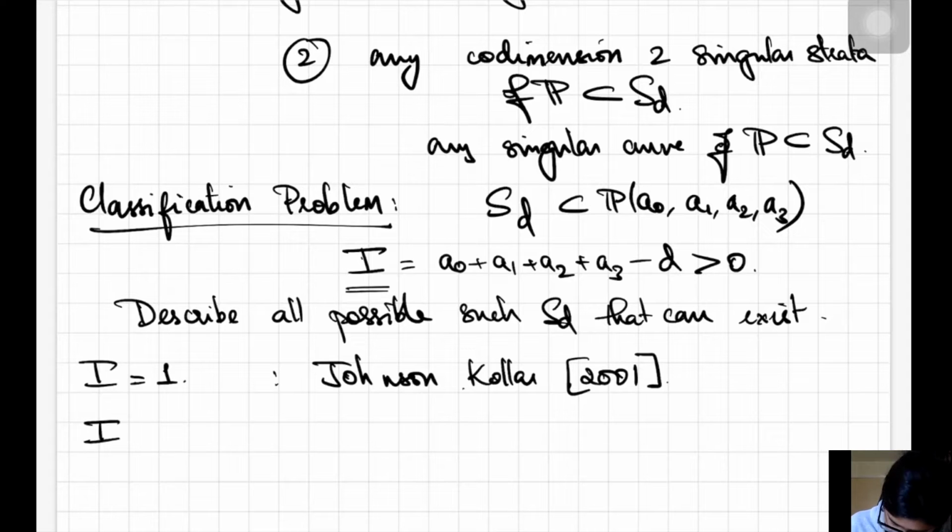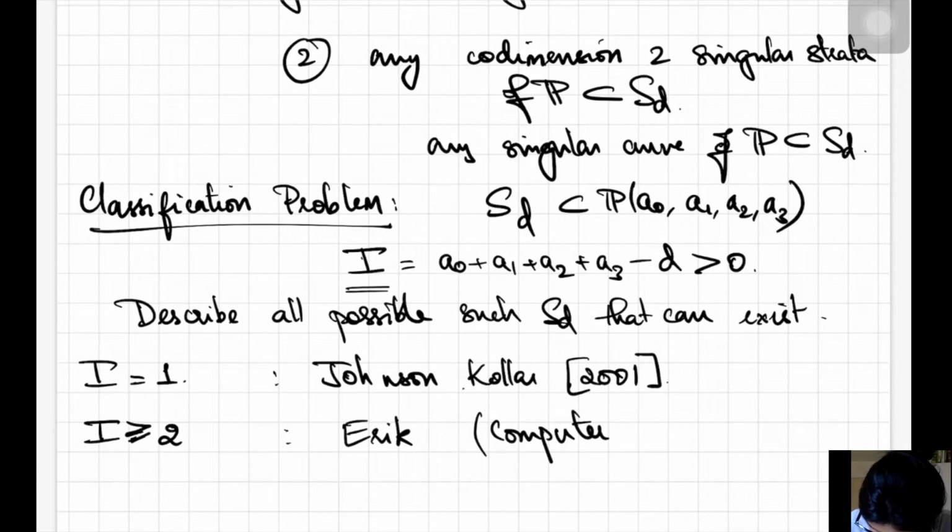Which is then followed by I equals 2. So I can maybe then tell you, for I greater than or equal to 2, we have the complete list by Eric, which basically uses a computer code to give you the infinite series for all possible indices that you can have. So now we have a complete list of all possible such 5-tuples that you can have, for indices greater than or equal to 2. So we have all of this now.